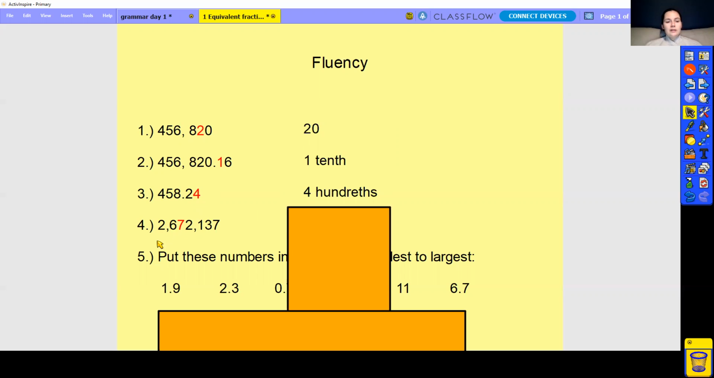This one here, we've got 2,672,137. The digit that is in red is the 7. So if we wanted to look for the value of that, we can start with the right one, which we know is the ones column. We get ones, tens, hundreds, thousands, 10,000s. So that one there is 70,000.